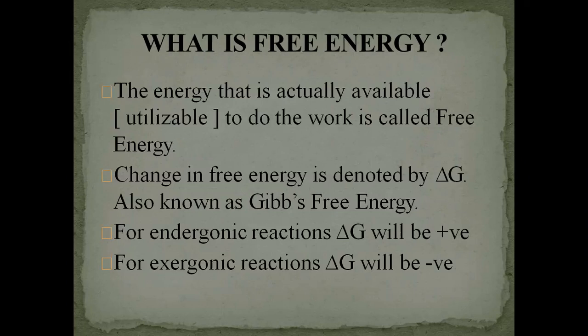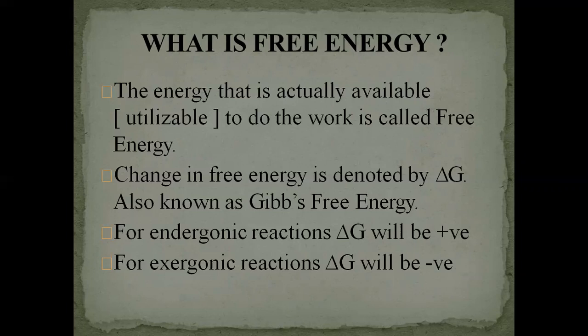Change in the free energy is denoted by delta G, also referred to as Gibbs free energy. We will discuss this delta G in a little more detail. I hope you are now familiar with free energy. Energy available to do work is called free energy, or utilizable energy. If there is a change in the energy, either energy is increasing or decreasing, energy is being consumed, utilized, or released, this totality of the change in the energy is denoted by delta G. This is called Gibbs free energy.